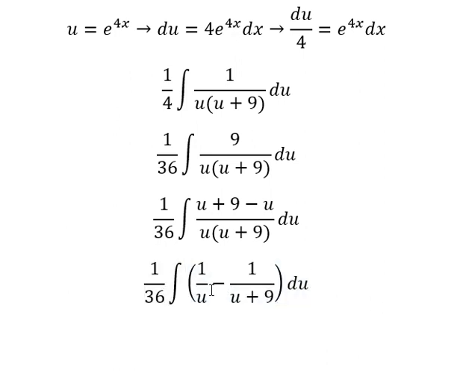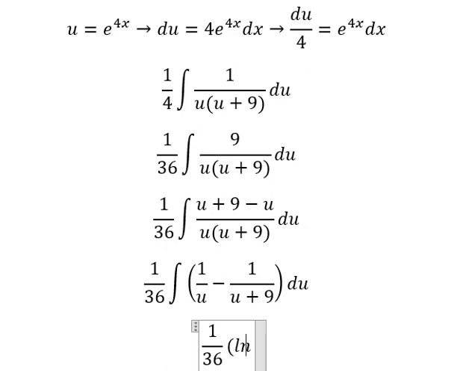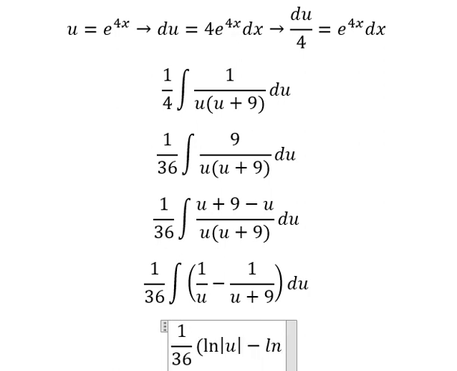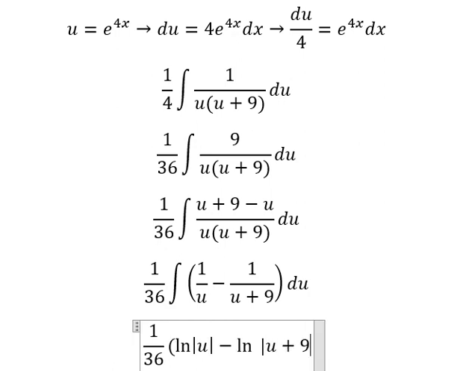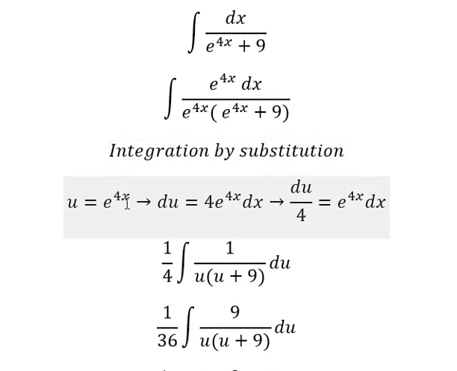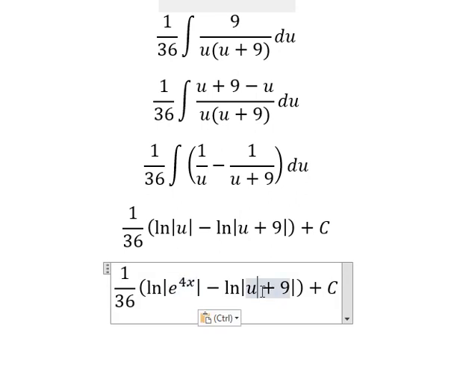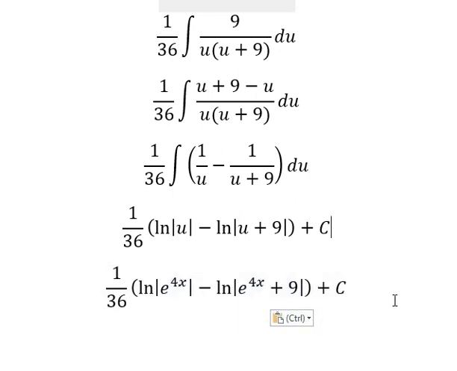So the integration of 1/u is ln of the absolute value of u. And the second one is ln of the absolute value of u plus 9. And I will put C. Then u is this one. And this is the final answer.